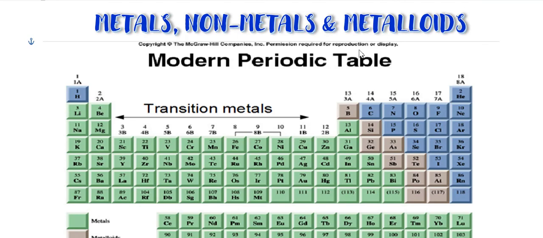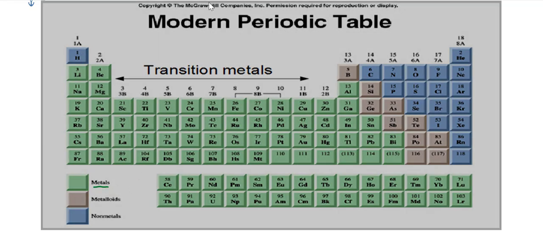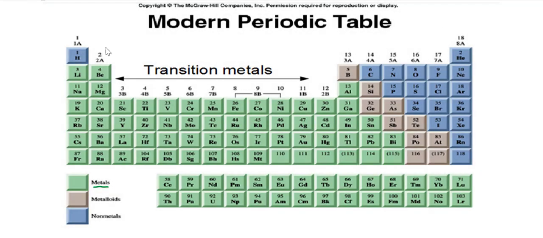And last but not least, in the classification of elements, we have metals, nonmetals, and metalloids. If you look at this periodic table, the green color represents the metals, the blue color elements represent the non-metals, and the brown color represents the metalloids.